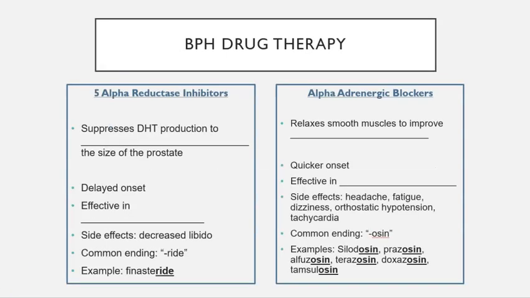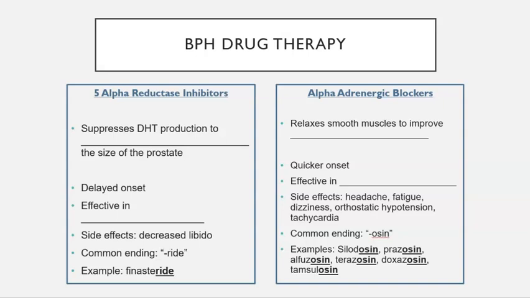BPH drug therapy. This can be treated with 5-alpha reductase inhibitors or alpha adrenergic blockers. Sometimes these are used separately and sometimes they are used in combination. That will be up to the physician. What we see a lot of the times is that we start the patient on an alpha adrenergic blocker because they are effective much quicker. So we start them on an alpha adrenergic blocker so we can start treating their symptoms while we wait for the 5-alpha reductase inhibitors to take effect and start treating the problem.